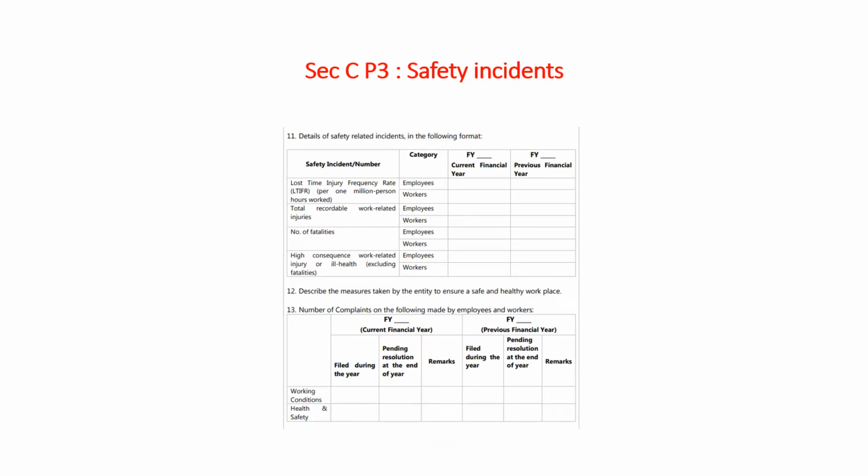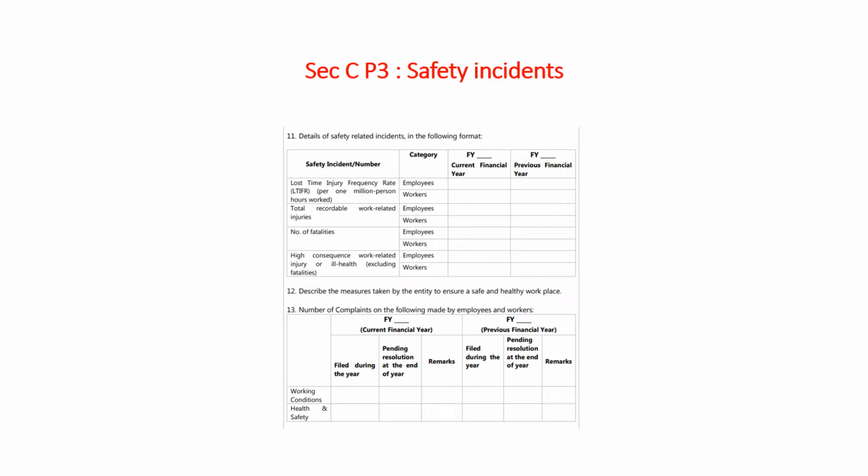This is about safety incidents: whether safety incidents were categorized and reported, and whether there is any lost time injury frequency rate, recordable work-related injury, any fatality, high consequence work-related injury or ill health. All these details with respect to employees and workers are to be given for this financial year and the previous financial year. Describe the measures taken by the company to ensure a safe and healthy workplace. What are the measures you have taken? You may have to give them here.